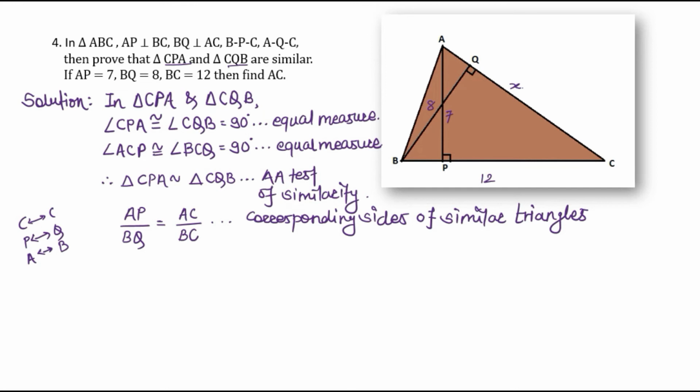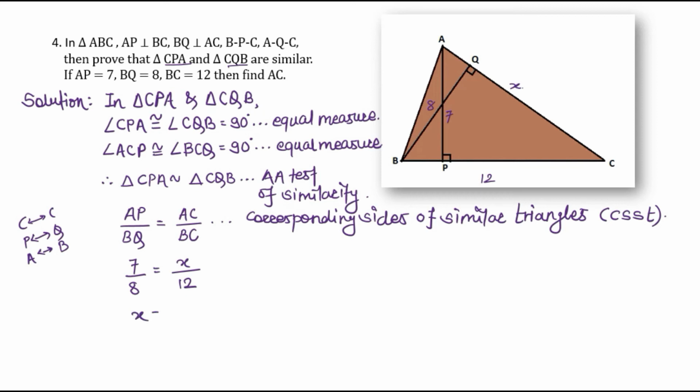CSST, just like CSCT, corresponding sides of congruent triangle in the case of congruency, but in case of similarity, we can write CSST. You can write like this also. So AP upon BQ. AP is 7, BQ is 8, which is equal to AC, that is X, and BC is 12.